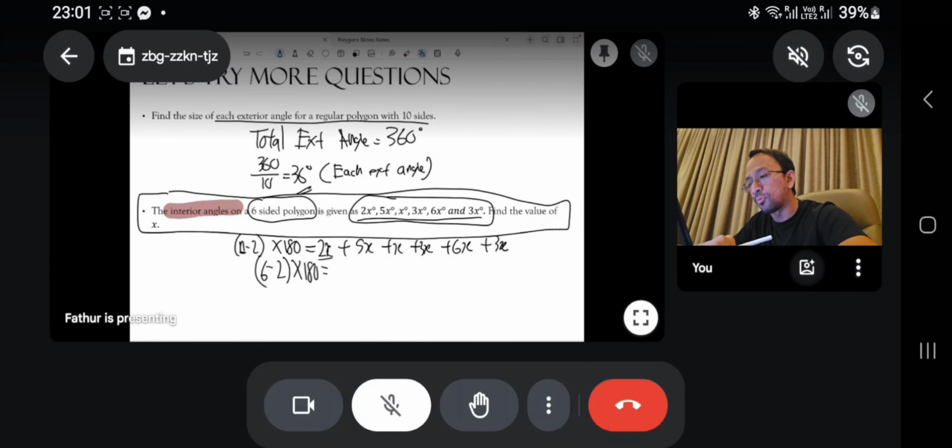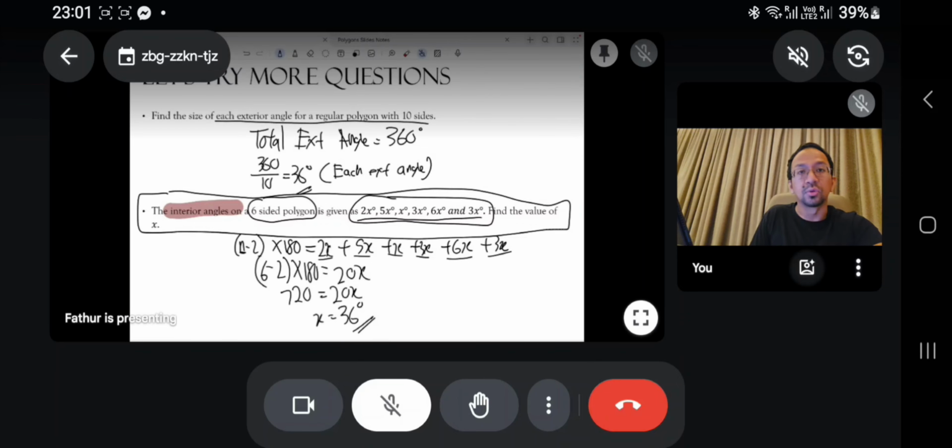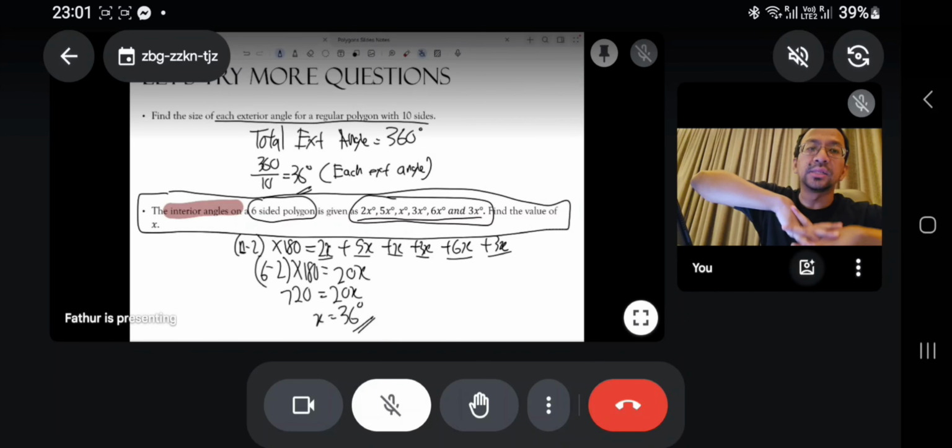This will give you 2 plus 5, 7, 8, 9, 10, 11, 11 plus 17, 20. So you get 20x. So you calculate the left hand side, you get 720 equals to 20x. So which means x equals to 36 degrees. Means 720, you just divide it by 20. That's all. Okay. So that's how you do your angles in a polygon.